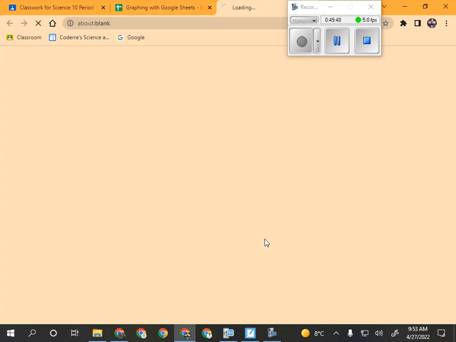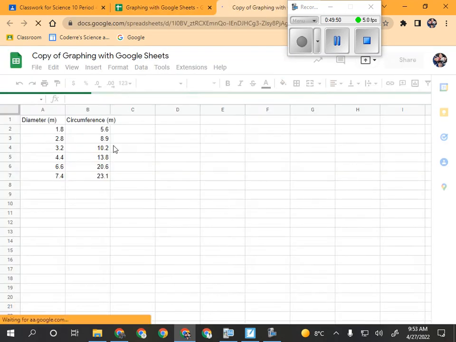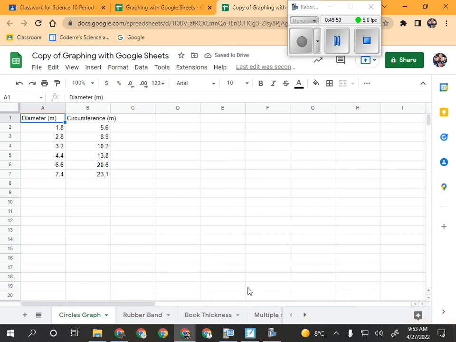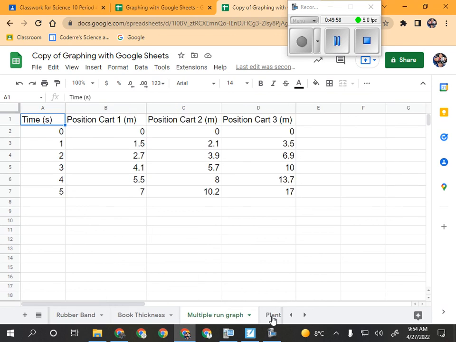And what I want you to do is go over to where it says multiple runs, or multiple run graph. Every graph we've built thus far has had an X and a Y. This one's got one X and three Ys. I just want to show you what that's going to look like. It doesn't really change how you build the graph, but we want to show that it's got three different sets of data.